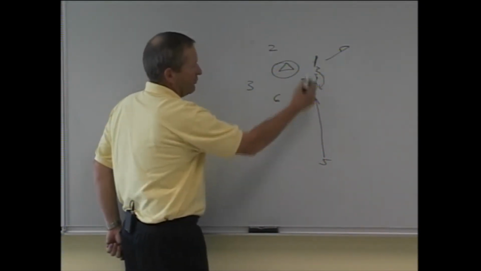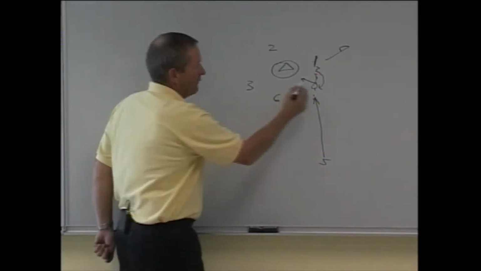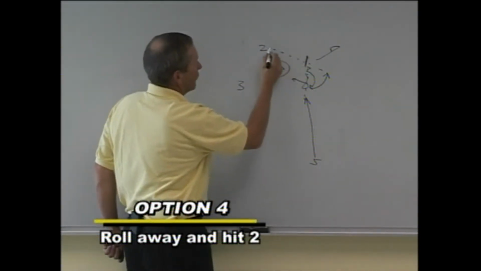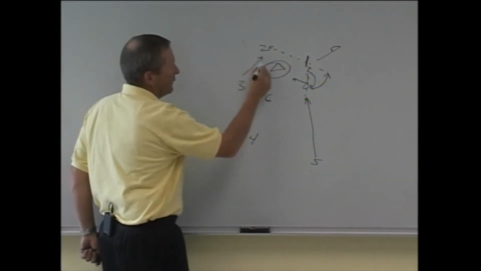His first was to dodge. His second was to look for 5. His third is to see the rest of the field. And finally, his fourth option is to roll away and throw the ball to 2 on the backside. And 2, remember, was here and had cut backside.